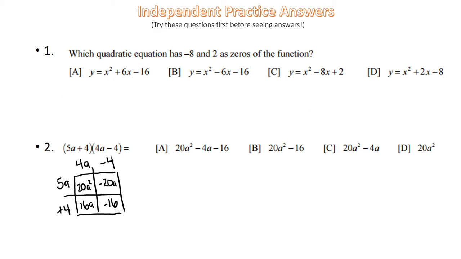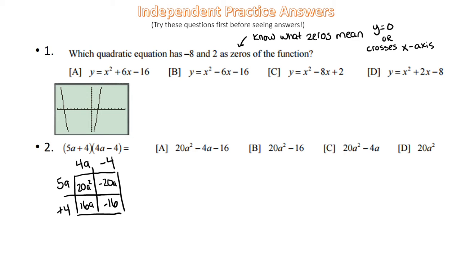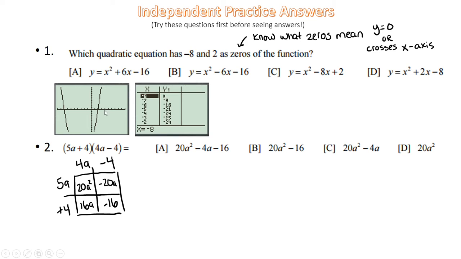All right, so for number 1, what you should have noticed first is the word zeros. Zeros means you're looking for when y equals 0 or it crosses the x-axis. So if I graph A, I notice that it crosses here, and we're looking for it at negative 8 and positive 2. So that appears to be correct. So if I verify it on my table, I see that that is the zeros. So A is my answer.